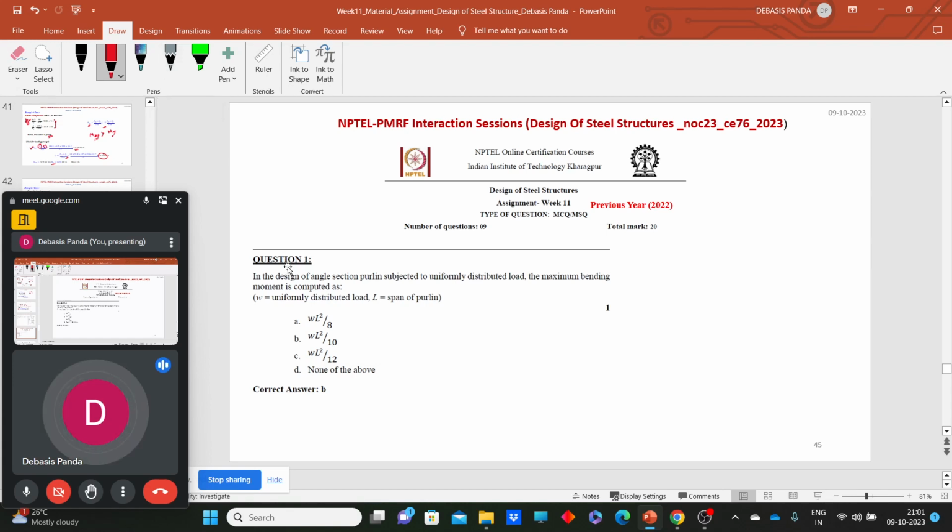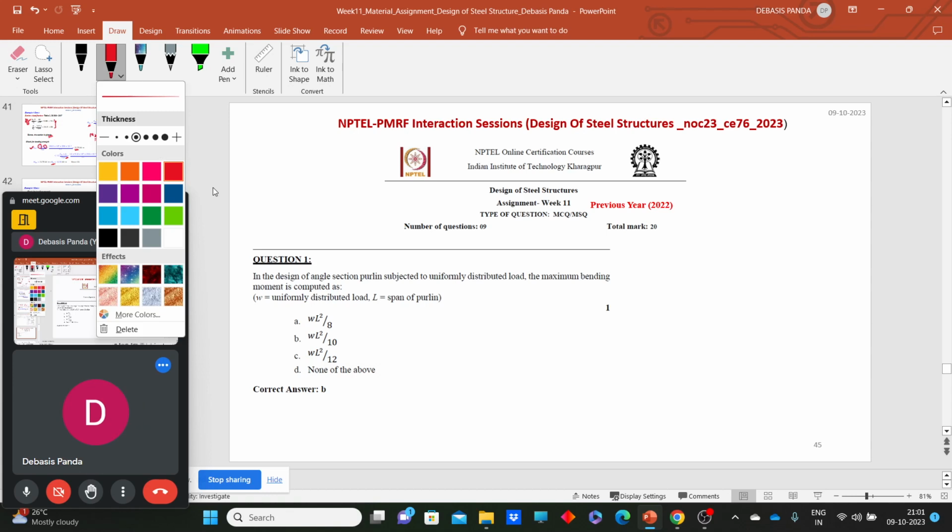Question number 1 says, in the design of purlin or design of angle section purlin subjected to uniformly distributed load, what should be the maximum moment? So for angle section, what we have seen is that we are considering all the load perpendicular to the roof.